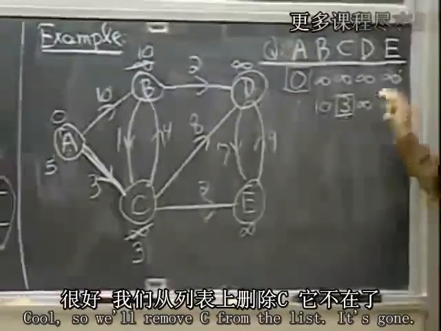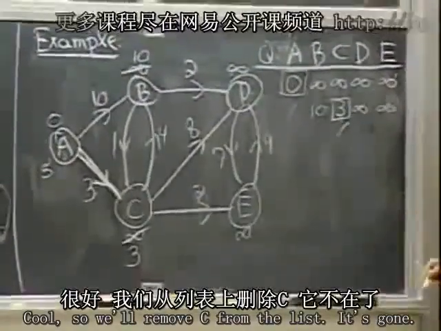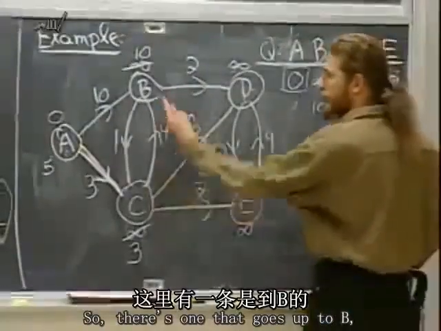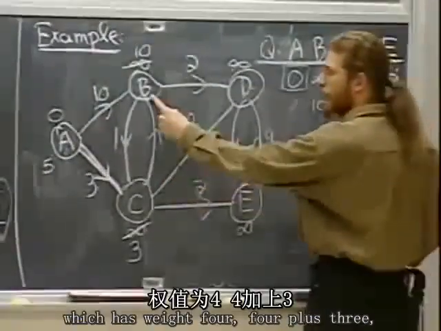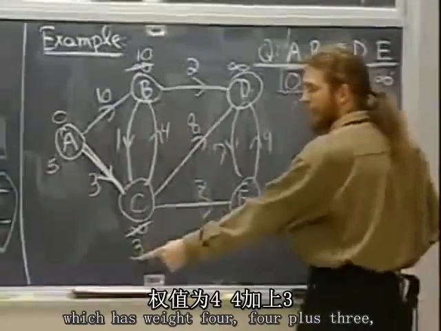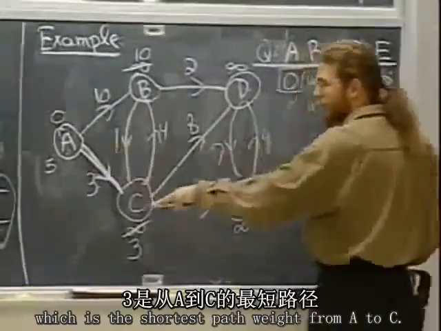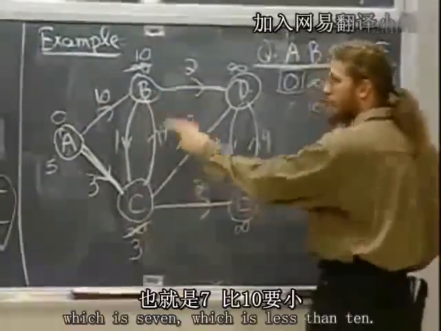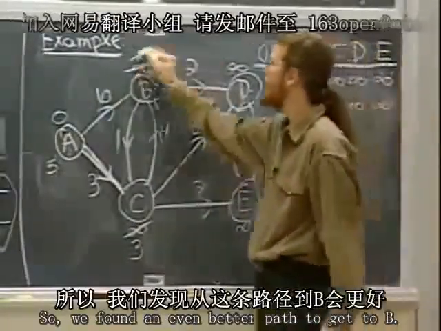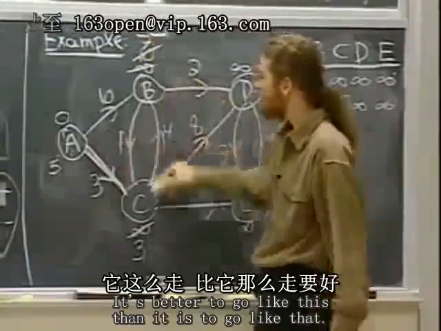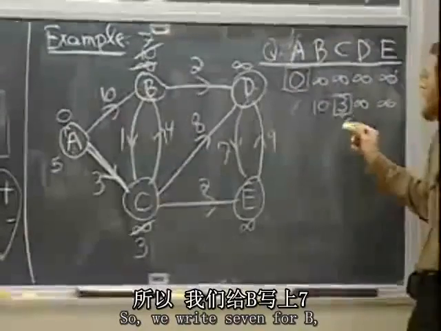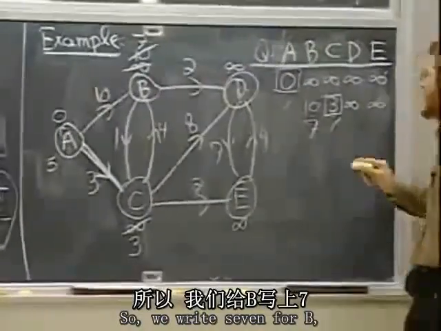Cool, so we remove C from the list. It's gone. And then we look at all of the outgoing edges from C. There's one that goes up to B, which has weight 4. 4 plus 3, which is the shortest path weight from A to C. So going from A to C, then C to B, should cost 3 plus 4, which is 7, which is less than 10. So we found an even better path to get to B. It's better to go like this than it is to go like that. So we write 7 for B.